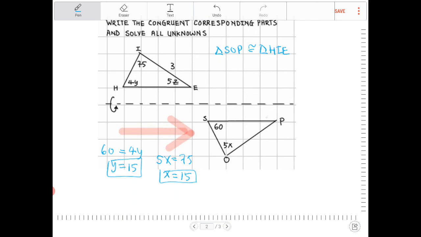And this last angle here, I have no idea what angle P is, but since I know angle O corresponds with angle I, this is equal to 75. So therefore angle P, 75 plus 60 is 135, so this must be 45. So angle P corresponds with angle E. 45 is equal to 5z. So z will equal 9. And that's it.